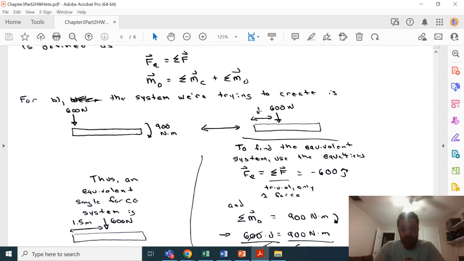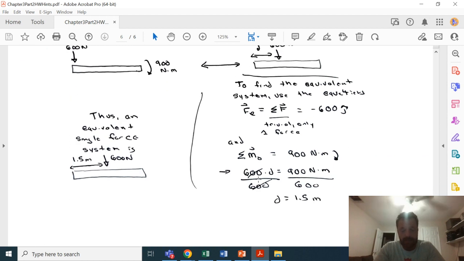The key point is you want to choose D such that 600 times D equals 900. Now, why is that the case? Well, what is the actual moment about the end of the beam, about the reference here? That is your perpendicular distance D times the magnitude of your force. So you just want 600 times D to equal 900 Newton meters. You can easily solve for D and find that what will make that happen is if you move it out by 1.5 meters.